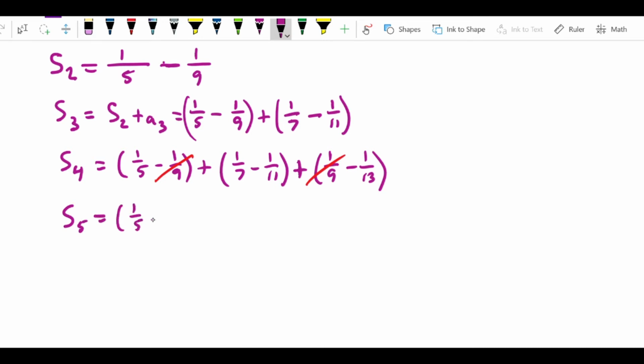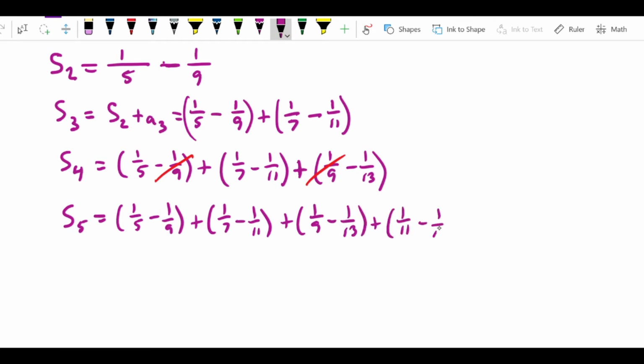So this is going to be 1 over 5 minus 1 over 9 plus 1 over 7 minus 1 over 11 plus 1 over 9 minus 1 over 13 plus 1 over 11 minus 1 over 15. Now maybe we'll see a little more pattern. We can again cross out the 1/9 terms, and we also have negative 1/11 and positive 1/11, so we can cross those out, leaving us with 1/5, 1/7, negative 1/13, and 1/15. Notice that the 1/5 and 1/7 also appeared in the S4 term, and in S3. So those are some good candidates for the terms that are going to remain when we finally write out the nth partial sum.